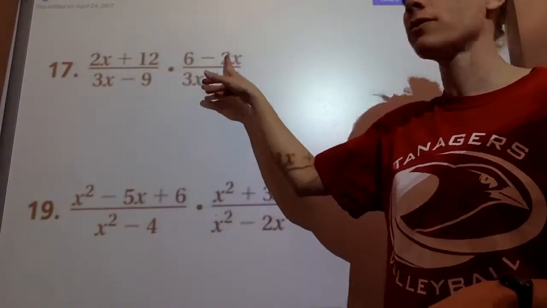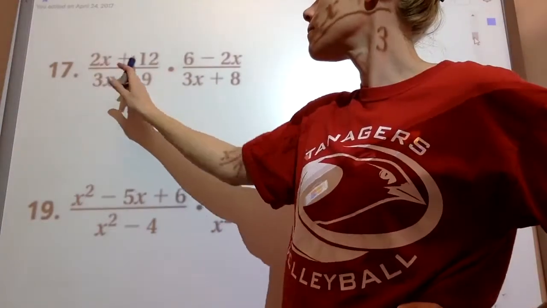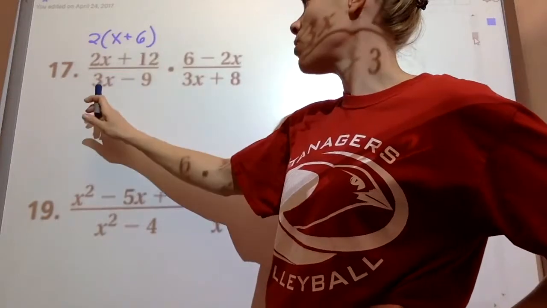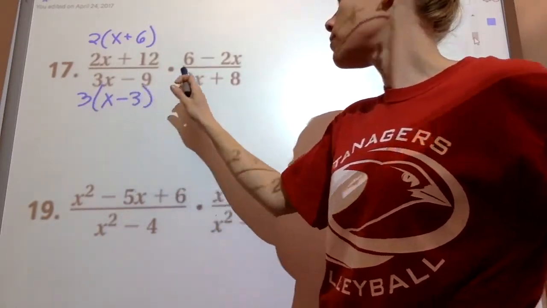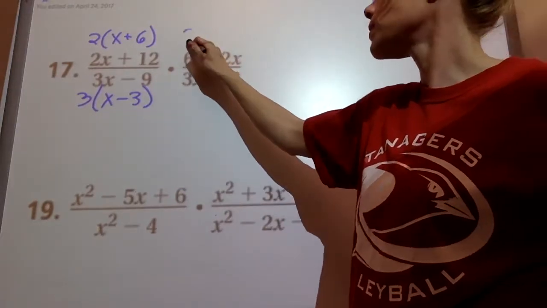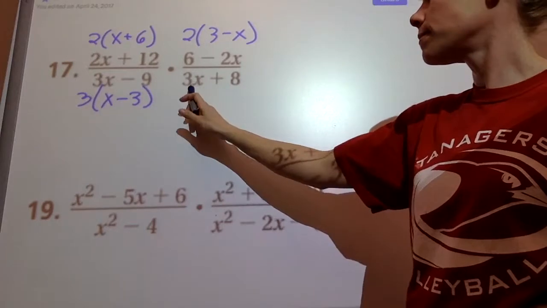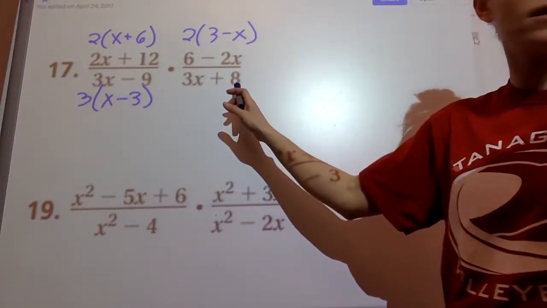Next one is polynomials. So we factor. So I look here, what can I factor out? A 2, very good. I look at the bottom, what can I factor out? 3. I look over here, what can I factor out? 2. Good. And I look here, what can I factor out? Nothing, right? 3 and 8 doesn't have anything in common.